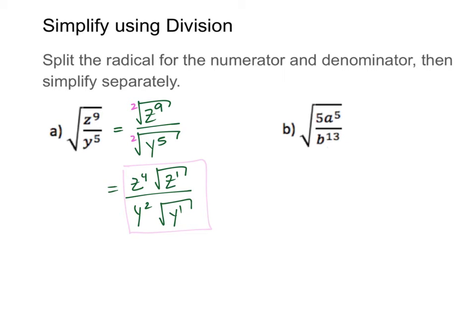This one here is another square root. And so if I have a square root here, again, I do need to split them up into 2 roots, one for the top, one for the bottom. So I have a square root of 5a to the 5th. I'm going to put that 2 on the outside just to help me out. And then b to the 13th power on the bottom.